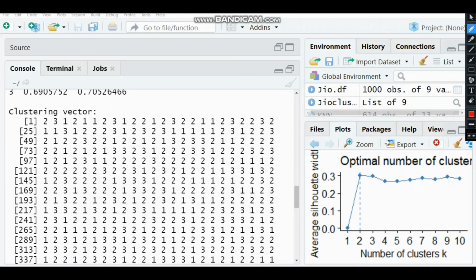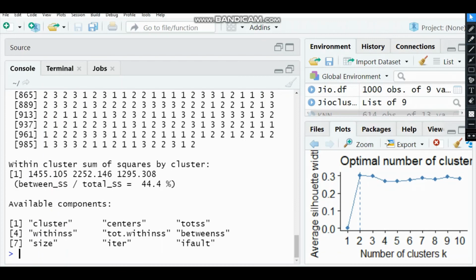The next interpretation goes to the cluster vector. What does this mean? This means that your first record, the first row, the first customer, belongs to the second cluster, the second customer belongs to the third cluster, the third-row customer belongs to the first cluster. Like that, this data set consists of 1,000 customers. For all 1,000, which customer belongs to which cluster is given in this clustering vector.